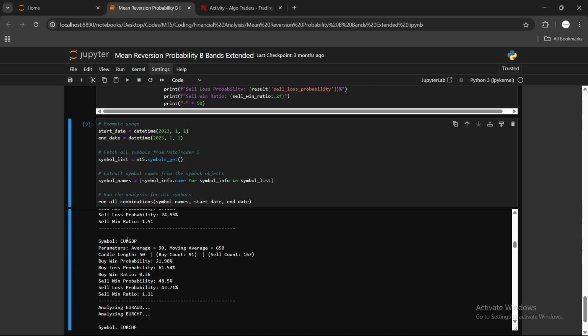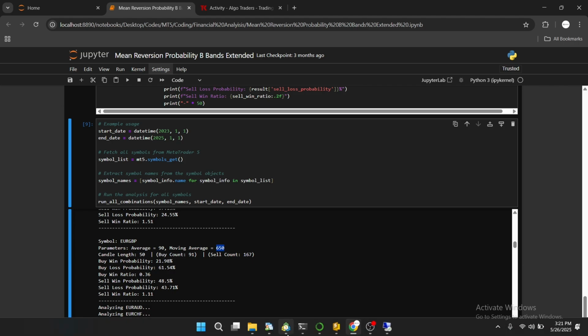So on Euro GBP, using an average of 90 and a moving average of 650 over a candle length of 50, and for buy count scenarios of 91, we had a buy win probability of 21%, and we have a buy loss probability of 61%. This brings our buy win ratio to 0.36. Now what this signals here is actually a breakout, right? So on Euro GBP, a breakout using these indicators here would likely be more profitable than trading mean reversion.